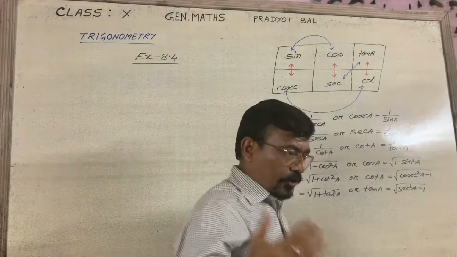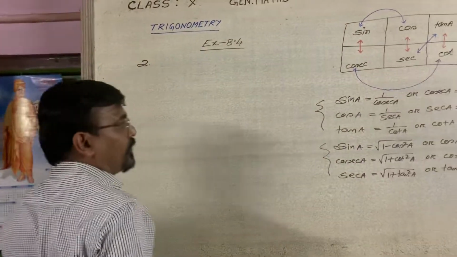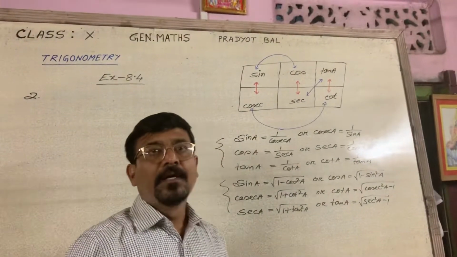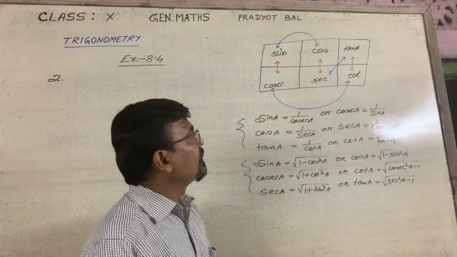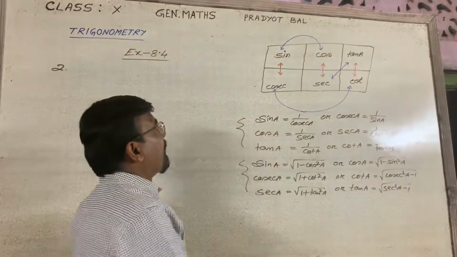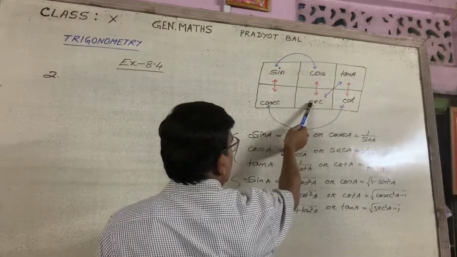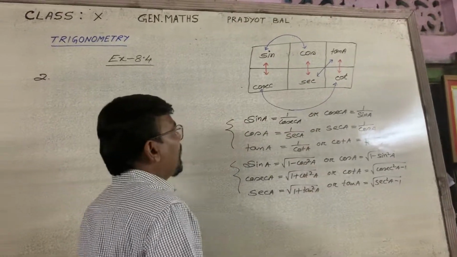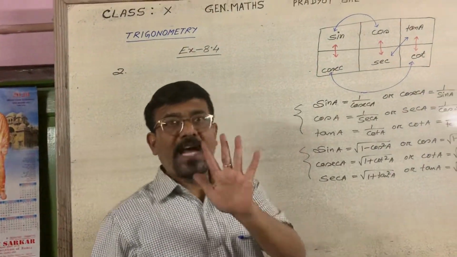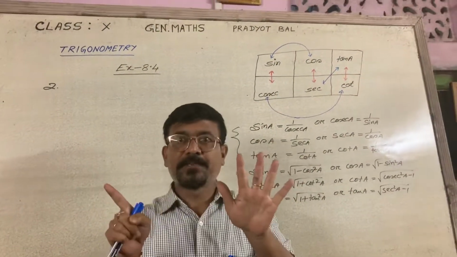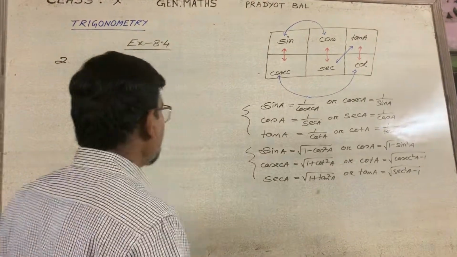What is given? Question number 2. I hope you have read the question. Now, in question number 2, it is given that although there are 6 trigonometric ratios, you will have to express sine in terms of sec, cos in terms of sec, tan in terms of sec, cosec in terms of sec, cot in terms of sec. That means 5 trigonometric ratios should be expressed in terms of sec. Let us proceed.